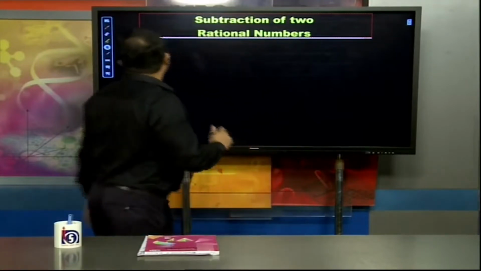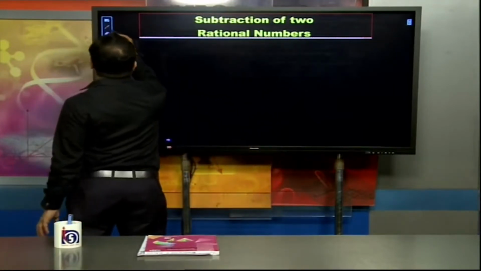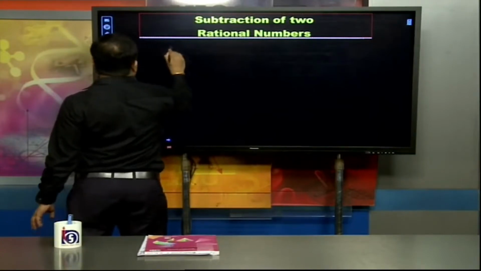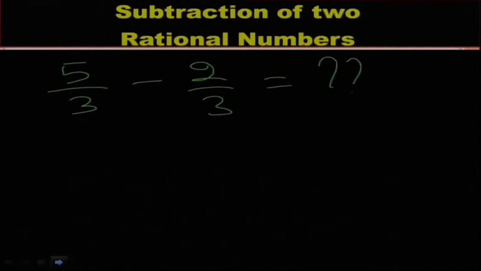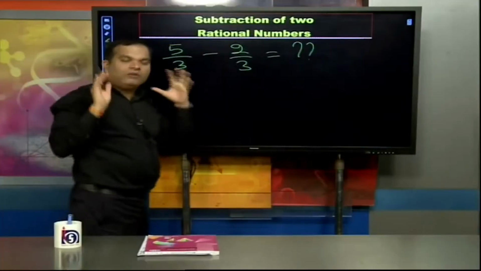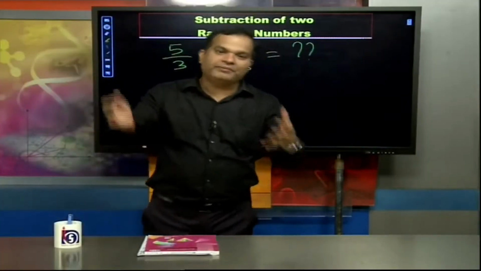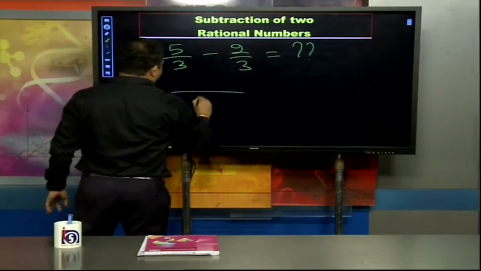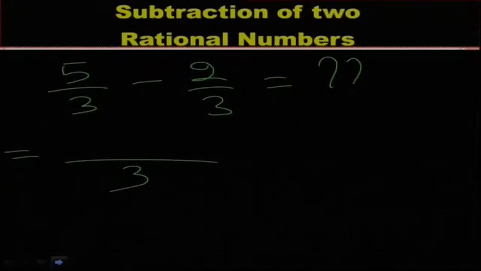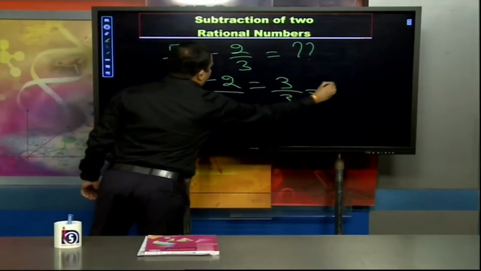For example, suppose 5 by 3 minus 2 by 3. What will be its value? Here the denominators are the same. We always compare the denominators first. If the denominators are the same, we keep the denominator as it is and subtract 5 minus 2. You get 3 by 3, and the value will be 1.